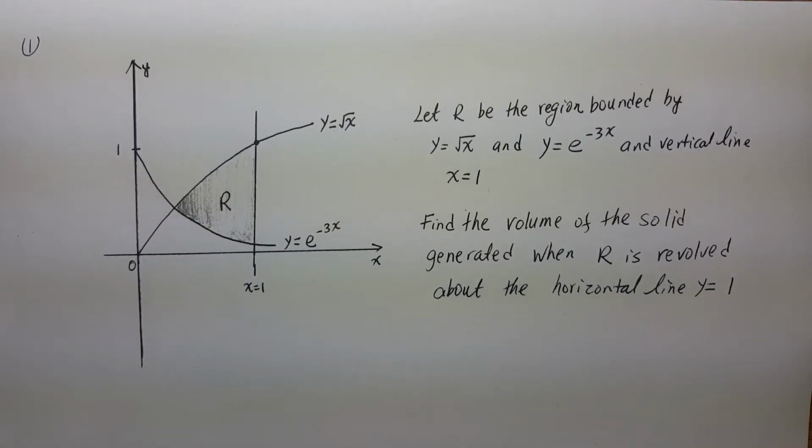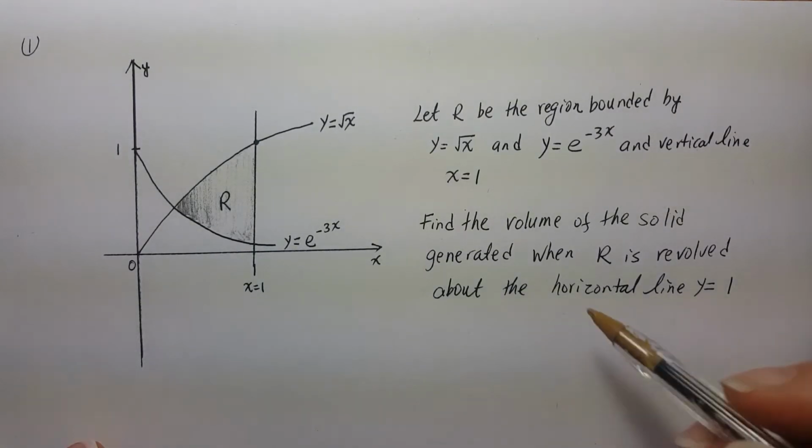Alright, let's begin with question number 1. Let R be the region bounded by y equals square root x and y equals e to the negative 3x and the vertical line x equals 1. Find the volume of the solid generated when R is revolved about the horizontal line y equals 1.